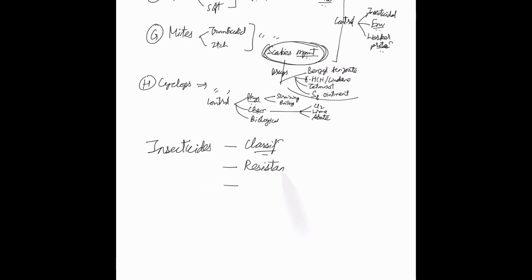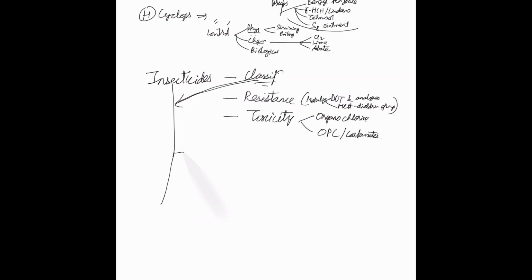Next, we move on to insecticides, which are discussed in detail in this chapter. The classification of insecticides, and how resistance against insecticides is a matter of concern. Mainly DDT and analogs and the HCH dieldrin group are experiencing resistance today. We will also talk about organochlorine toxicity and organophosphate or carbamate poisoning. It's an important topic both in this subject and in forensic medicine as well.